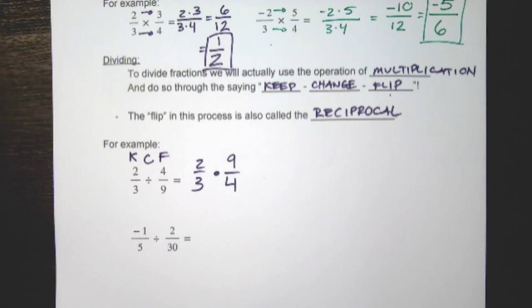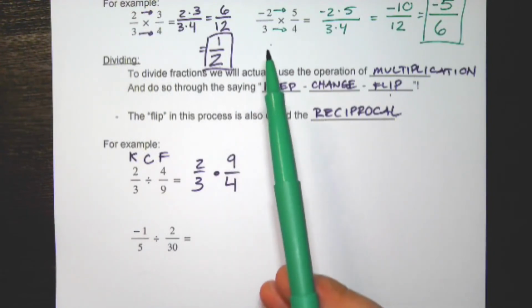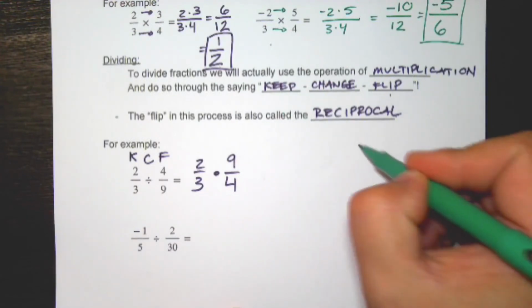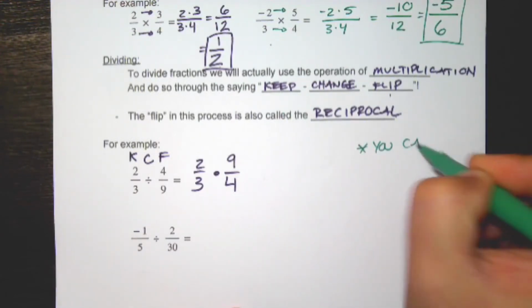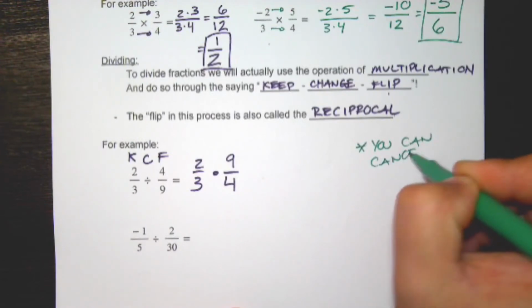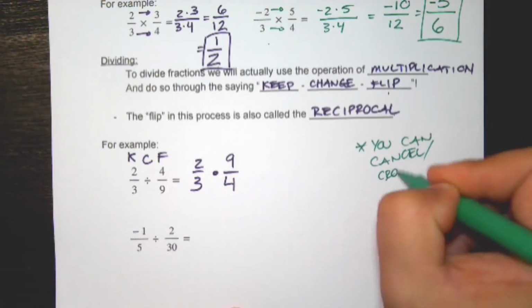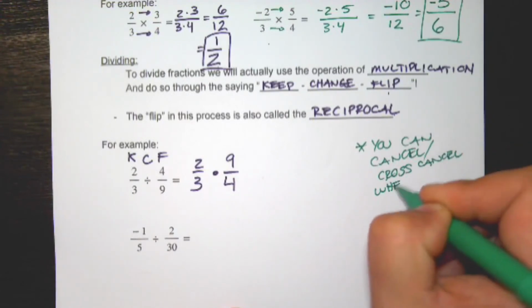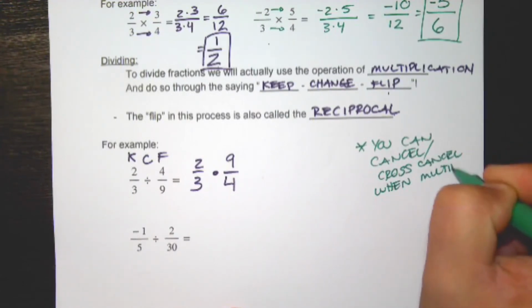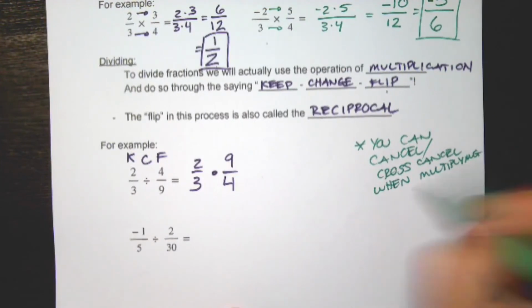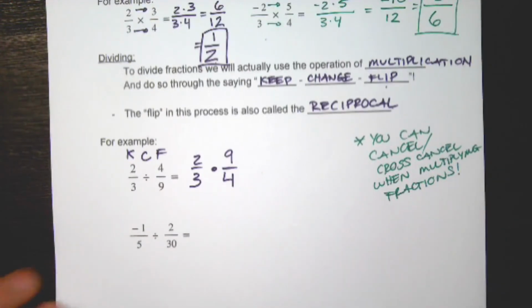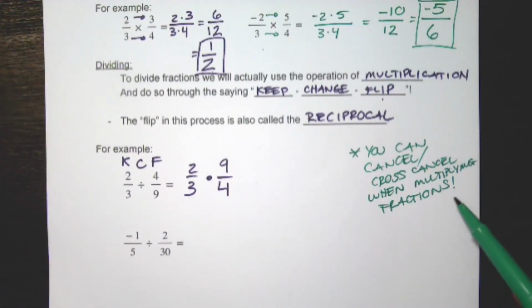Now here is something that some of us may be caught up above when it came to the multiplication that I'm going to make note of right now. You can cancel, or sometimes it's called cross-canceling, when you're multiplying fractions. And here's what we mean by that. This is a tool we can use that we don't have to use, but it can save us a ton of time if we see it.